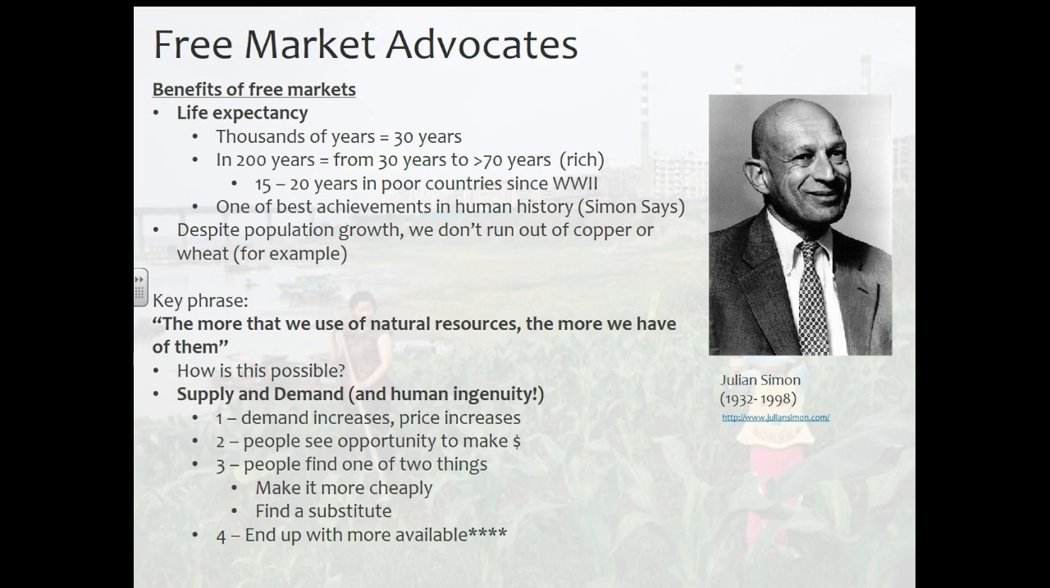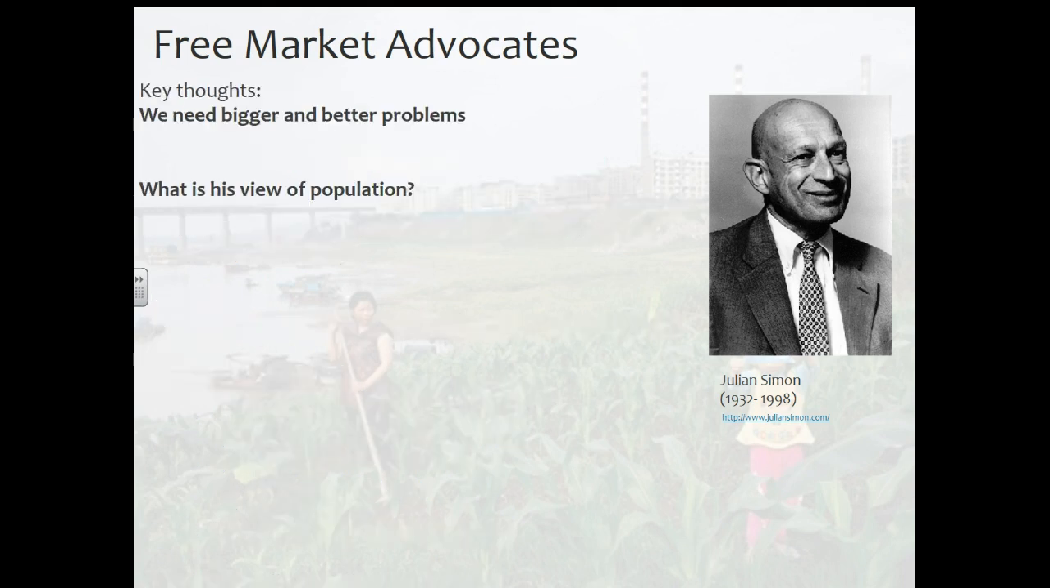And when he means more available, he means it's cheaper to buy. Okay? And so this to him is the magic of the free market. When something becomes scarce, people find a way to either substitute for it or make more of it. And at the end of the day, it becomes cheaper. Okay? And so he says we need bigger and better problems, meaning the bigger and the worse the problem, the more human ingenuity kind of kicks in.